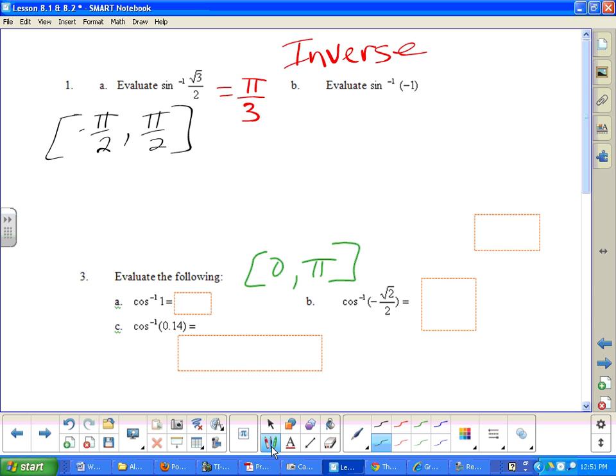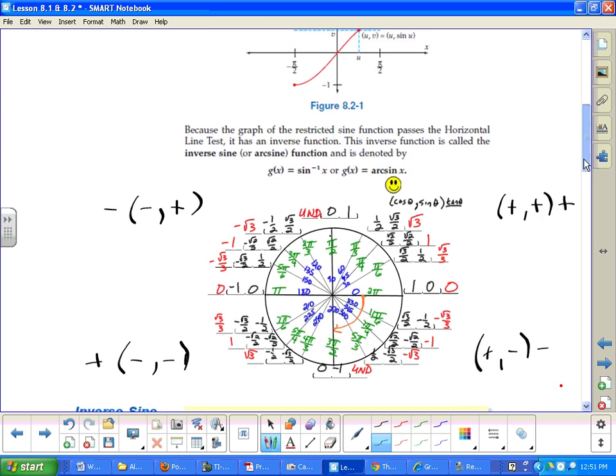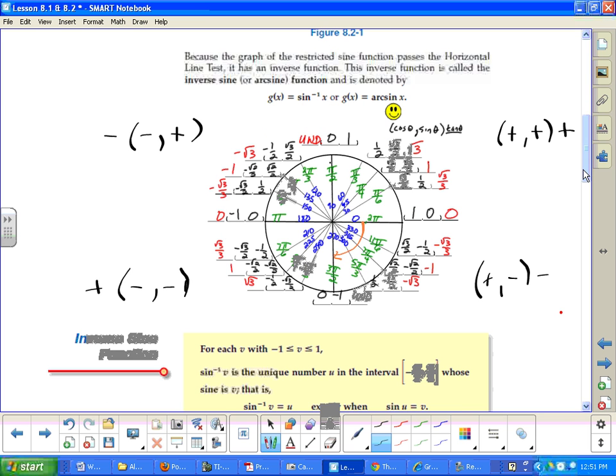Okay? All right, letter B. Inverse sine of negative 1. Sine is negative in which quadrant? The fourth. Okay? And negative 1 is at what angle there? Negative pi over 2. Sine is equal to negative 1 right here, correct? But we're going from negative pi over 2 to pi over 2, not from 3 pi over 2 to pi over 2.